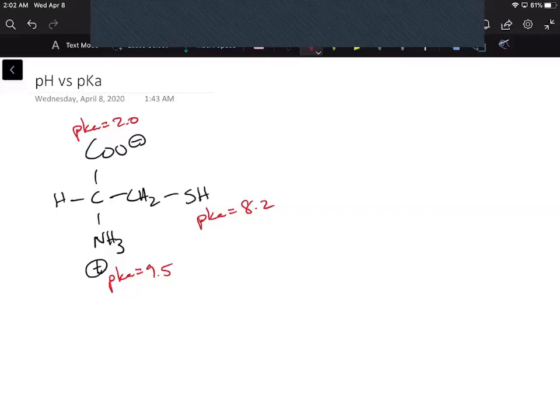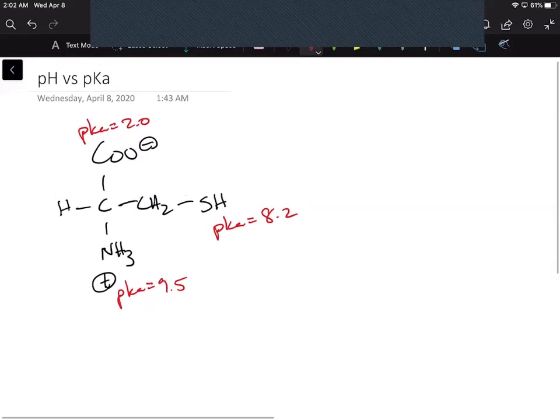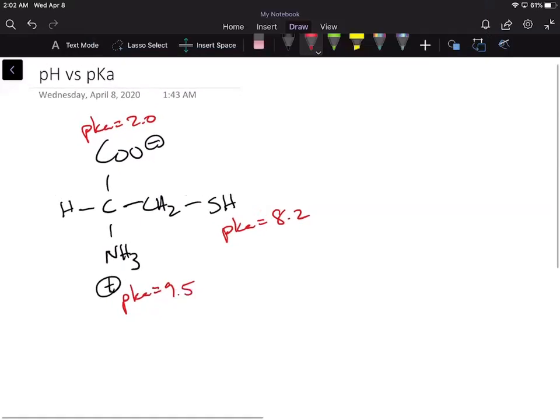Okay, I thought I could also make a short video on the idea of pH versus pKa. So the idea here, and I want to really simplify it, is that the pKa value is an intrinsic value to the molecule that you are describing, or the functional group that you're describing. So for example, this carboxyl group over here has a pKa of 2.0.